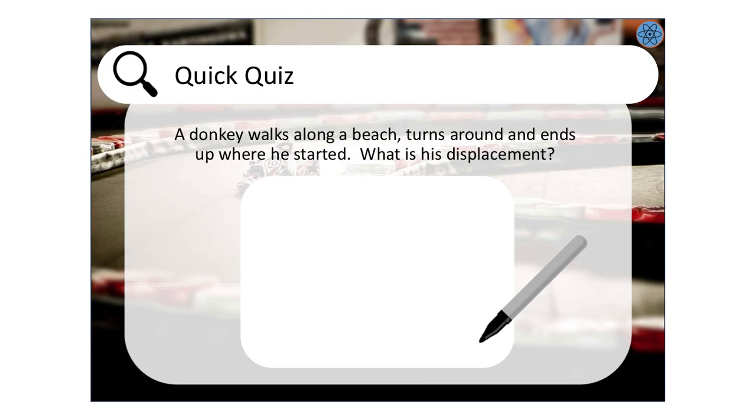Next question. So a donkey, it walks along a beach, turns around and ends up back where it started. So what is its displacement? So again, press play to continue when you're ready. And because it started where it ended, its displacement is 0 metres. Even if it moved 100 metres there and 100 metres back, its distance would be 200, but its displacement 0.